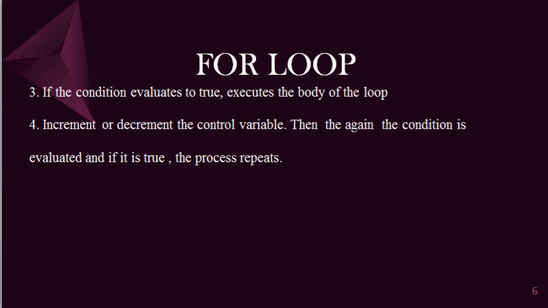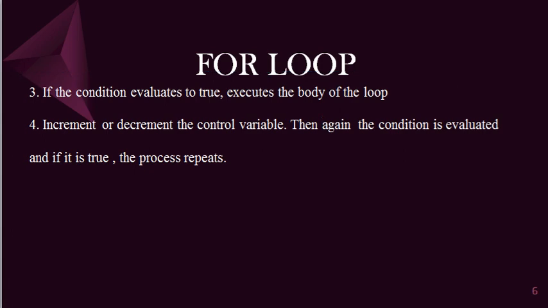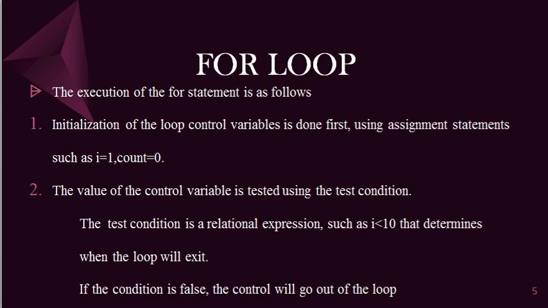Then again the condition is evaluated, and if it is true, the process repeats. That is, first the initialization has to be done. The control variable is initialized first, by using assignment statements such as i = 1, count = 0. Next, check the test condition, that is the condition on the counter or control variable, which is given in the for loop, such as i < 10.